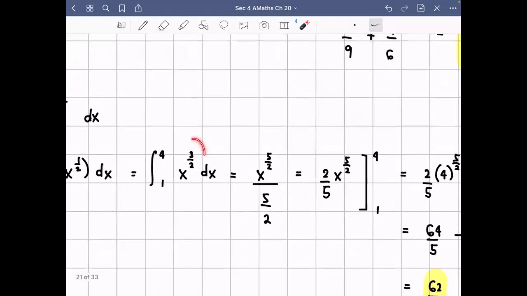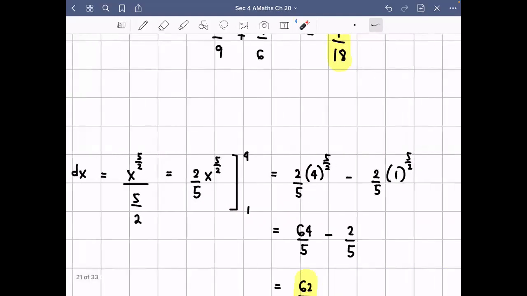So how do we get the antiderivative of x raised to 3 over 2? So we basically add 1, and it becomes 5 over 2. So same with your denominator. So how do we simplify fractions like this? So we get the reciprocal of this, so it becomes 2 over 5 times x raised to 5 over 2. So this is your answer for your antiderivative.